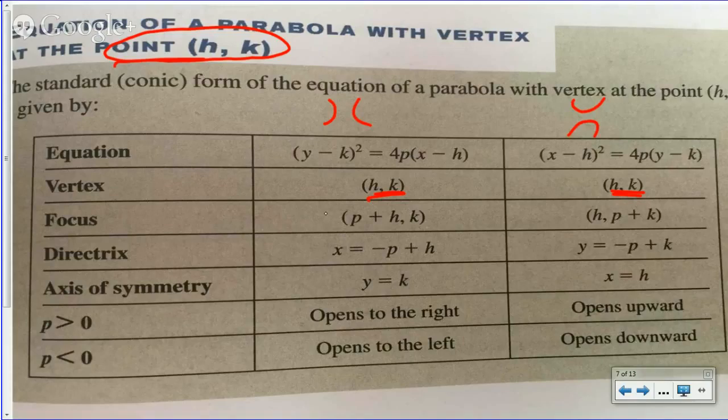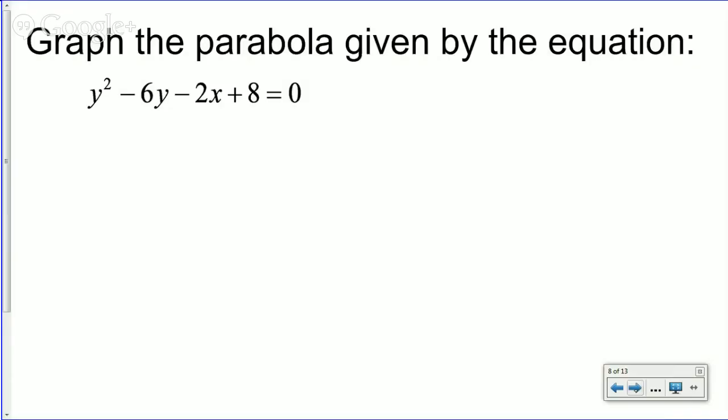If it's opening left or right, I've got to move the focus along the x-axis. So that's where I'm going to add p. With x squared, it's going to move the focus up and down, so that's why it goes with the y. So p plus k in that case. Then your directrix, negative p plus h, so you're moving it left or right, and then negative p plus k, again moving it up or down, and the axis of symmetry. You can tell a lot of this will be intuitive once you get going on these types of problems.